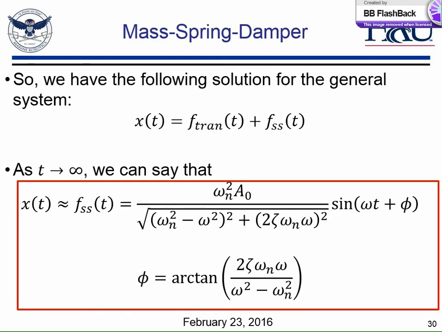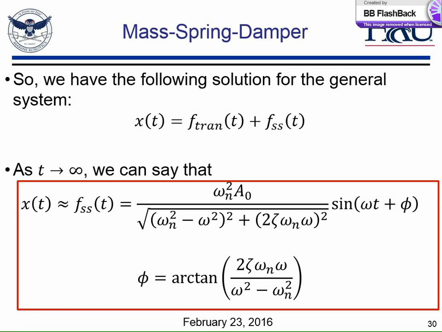So we can actually generalize the solution to our system as x of t is equal to a transient response of the system plus a steady state response. And as t approaches infinity, we only have that steady state response. So the solution of x of t as t is much greater than 0 would be the steady state response, which is equal to omega n squared a naught over the square root of (omega n squared minus omega squared) squared plus (2 times zeta omega n omega) squared. It's a mouthful, man, but this is important because what does this tell you about our system?